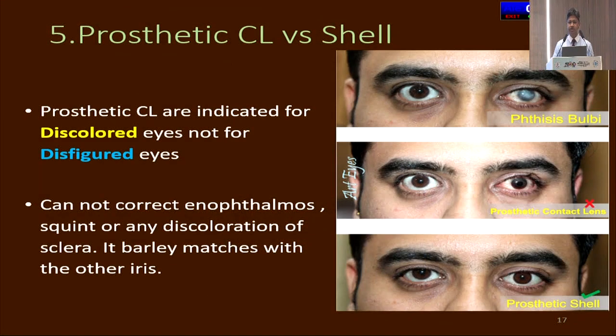So coming to the prosthetic contact lens and prosthetic shell, prosthetic contact lenses are indicated for a discolored eye, not for the disfigured eye. And a prosthetic contact lens cannot correct enophthalmos, squint, or any discoloration of the sclera. It is only for the cornea. So this is a case where a contact lens was given to the patient, but this was replaced with a thin scleral shell.